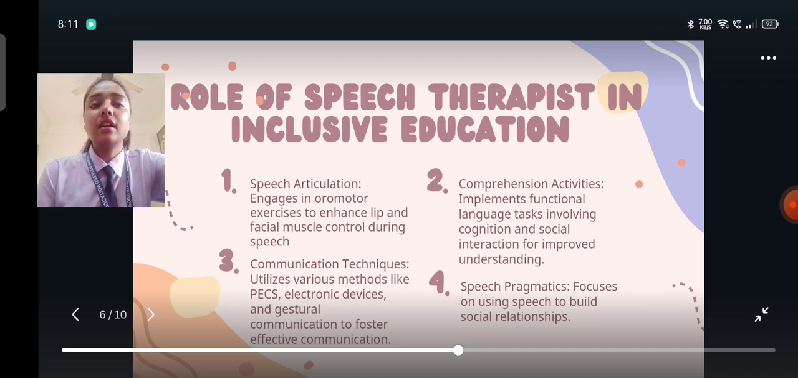Next is communication techniques. It utilizes various methods like PECS, electronic devices, and gestural communication to foster effective communication. Now, speech pragmatics focuses on using speech to build social relationships.